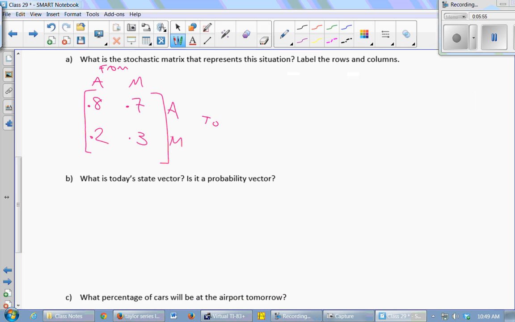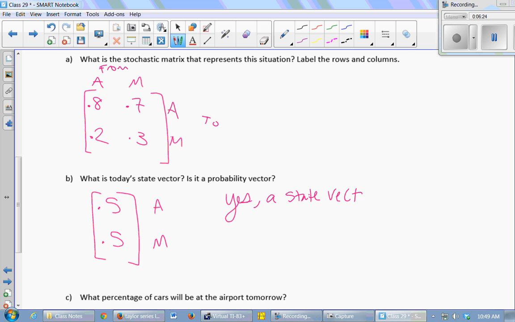Okay, so what is today's state vector? 0.5, 0.5. Yep, we have 50% at the airport, 50% Main Street. So I'm just going to label this airport, Main Street here. Is that a probability vector? Yes. The numbers are non-negative and they add to 1, and any state vector is always a probability vector. It was given in the problem. Okay, so far?